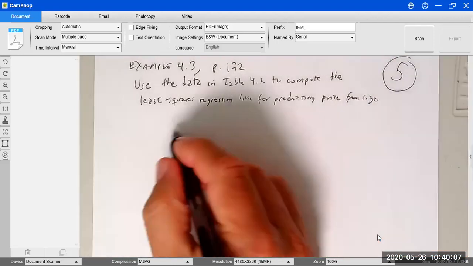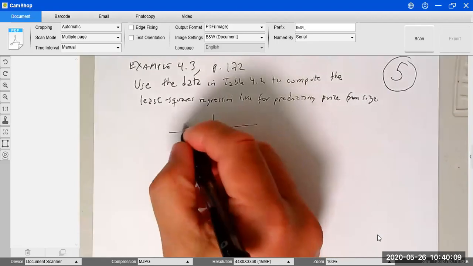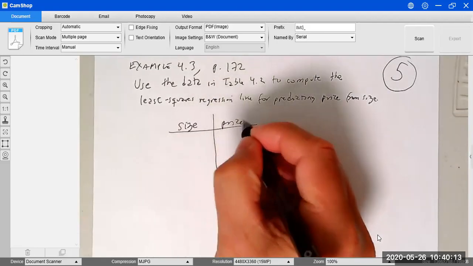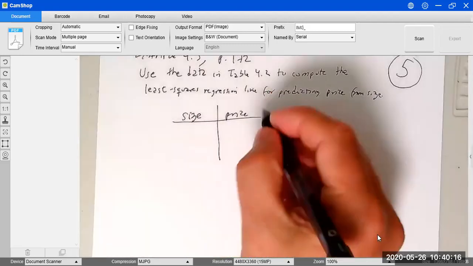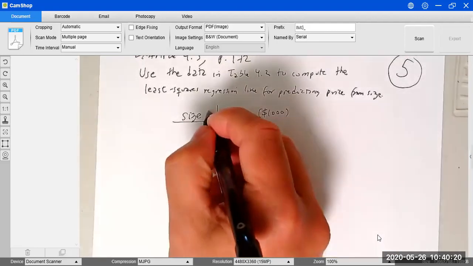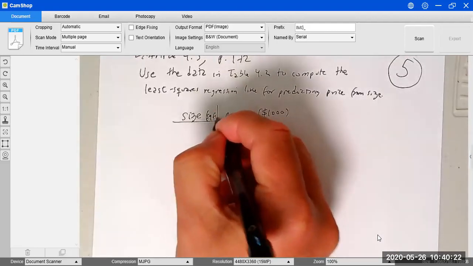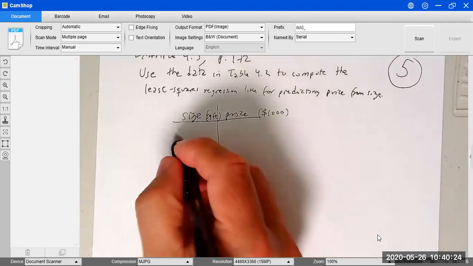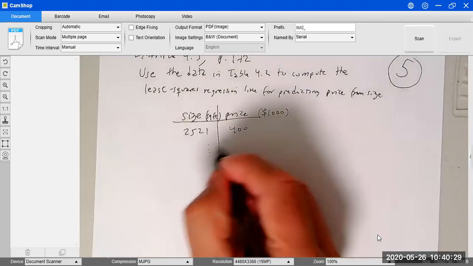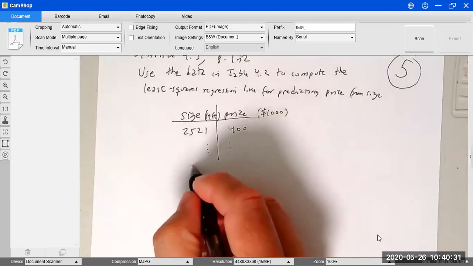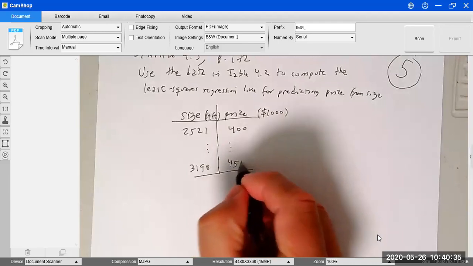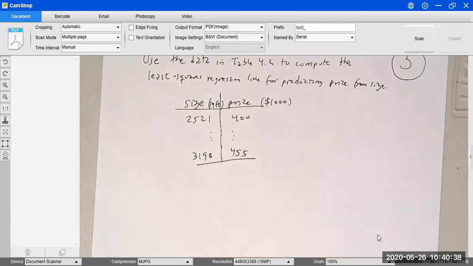So we have our table. We have size in square feet, and we have price in thousands of dollars. And we have the values that we already entered into our console when we created the histogram. So that's what we have. Now, what is the next step?